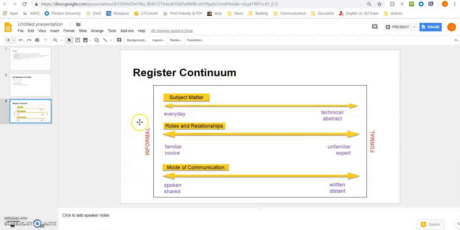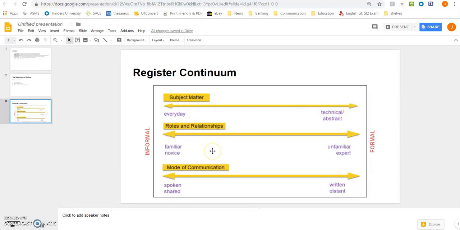This end of the continuum is informal. This end of the continuum is formal, obviously, as in formal writing, informal writing, or even informal speaking, whatever. So I know for a fact that the subject matter of this text type is going to be pretty technical. It's not everyday. It's not about some reality program that was on TV last night. I know for a fact that it's technical. Don't worry about the abstract part. That's more for the grey area of English. So we know we're going to live up here. It's probably not going to get any more technical, in fact. So we're living right up here.